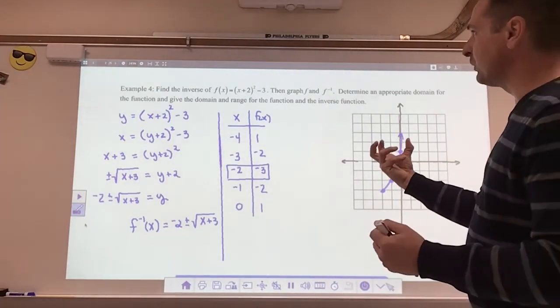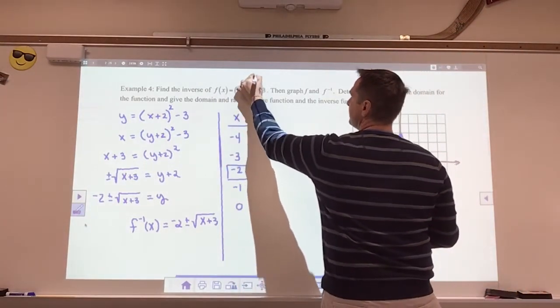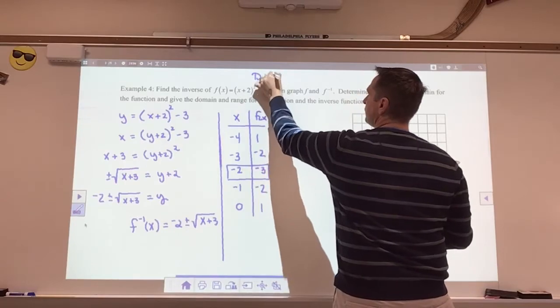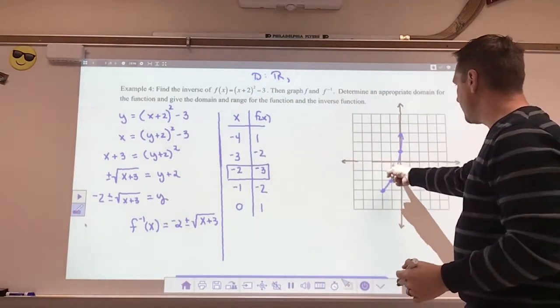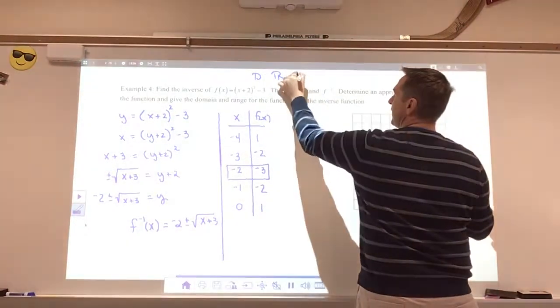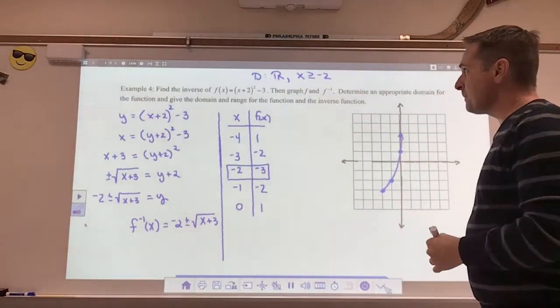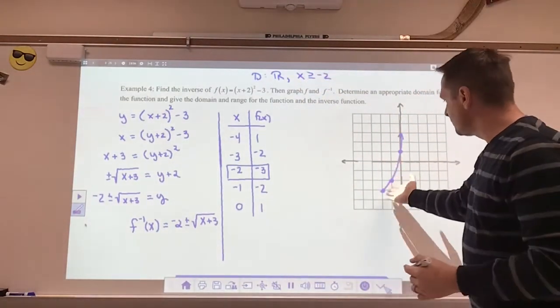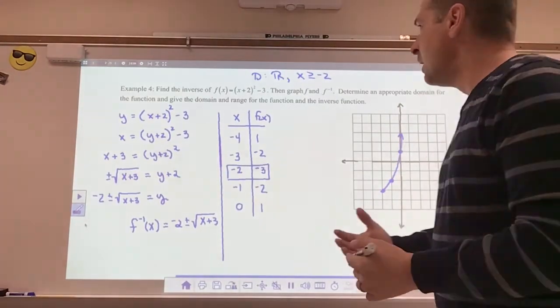And now I'm going to come back over here and I'm going to say, my original function, I needed to have a domain of all real numbers, comma, and I'm going to want to use x values that go from negative 2 to infinity. So x is going to be greater than or equal to negative 2. So I put a restriction on my domain such that my graph passes that horizontal line test.